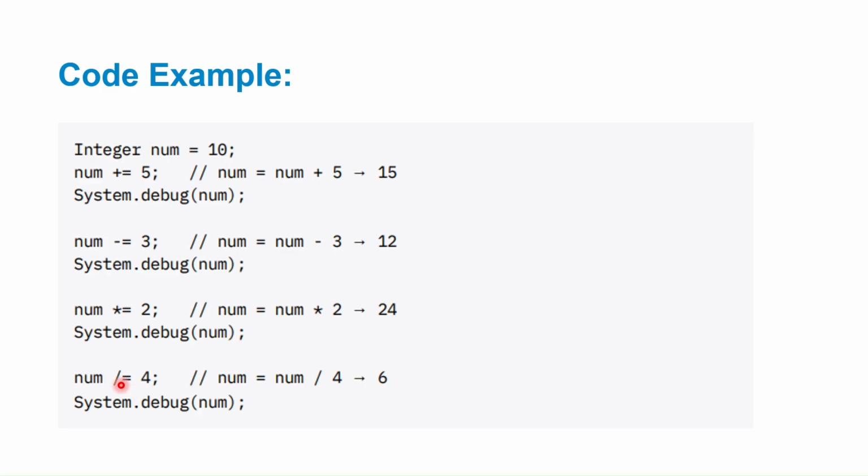And the last code example is divide and assign. Same as above, num equals num divided by 4 equals 6. That means instead of writing this long syntax, we can simply write num /= 4. That means whatever value is present in num, divide by 4, and whatever answer comes, it will again be assigned to num. So if we print that num, 6 will be printed here. So that's all about the code examples of all the assignment operators.